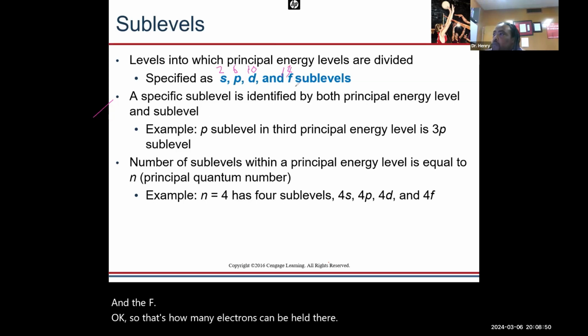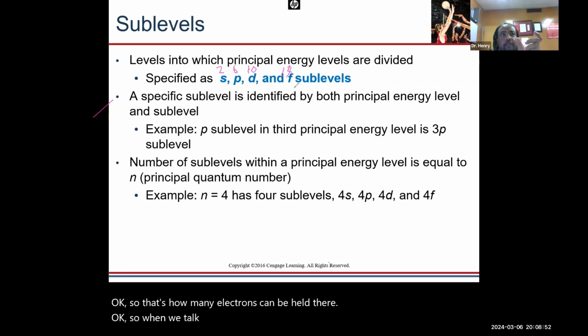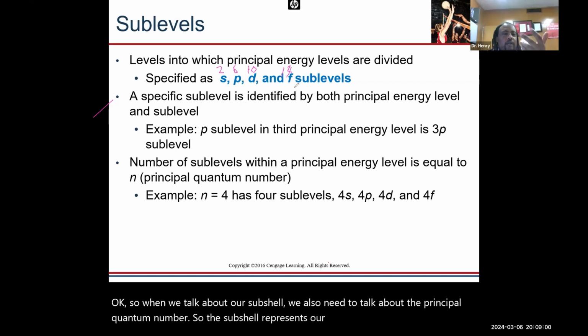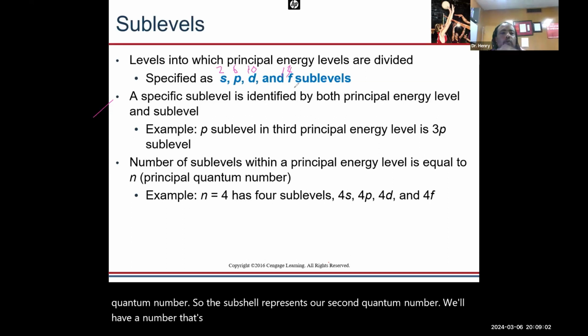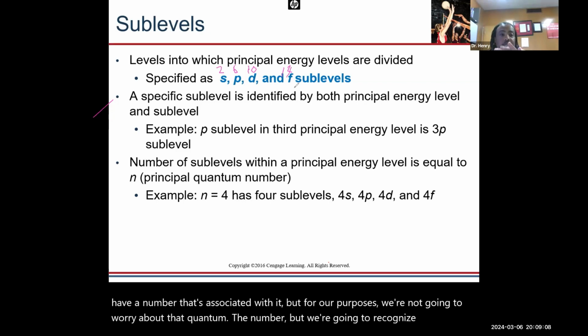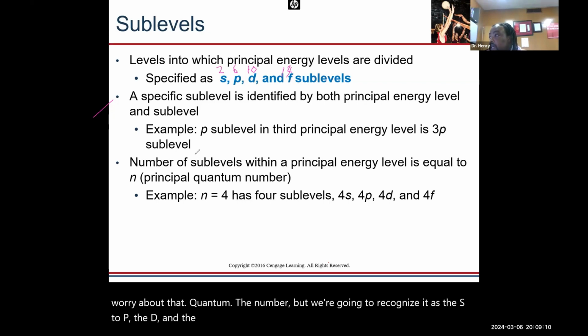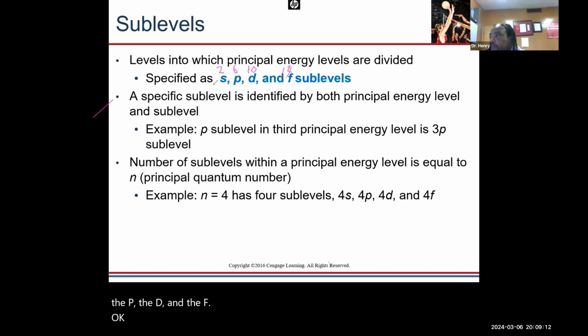Okay, so when we talk about our subshell, we also need to talk about the principal quantum number. The subshell represents our second quantum number. We'll have a number associated with it, but for our purposes, we're not going to worry about that number, but we're going to recognize it as the S, the P, the D, and the F. Okay. So the principal quantum number has to go with it to let us know where the electron is at.